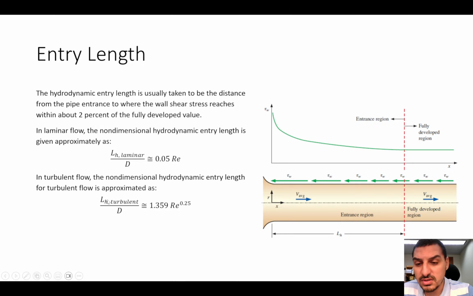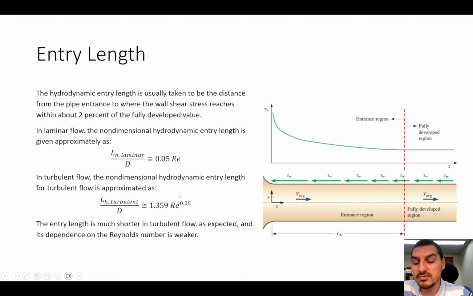For turbulent flow, it's the same ratio, the hydrodynamic length in turbulent flow over the diameter, which equals 1.359 times Reynolds to the power 0.25. But if you look here, it's the fourth root of the Reynolds number, so it's a very, very small number. From this you can expect that this will be smaller than this. So the hydrodynamic length in turbulent flow is much less, and that's expected from the nature of turbulent flow, which gets developed much quicker than laminar flow.